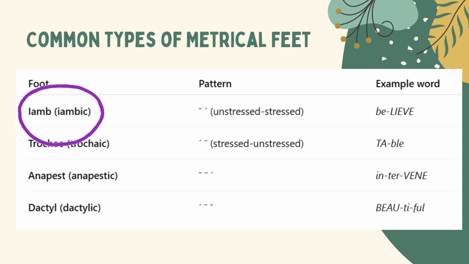First is iamb. This is a type of rhythm in poetry where lines are composed of iambs, a metrical foot consisting of 2 syllables, with the first syllable unstressed and the second stressed. Like in believe, the stress is on the second syllable. Believe. Next is trochee. It's the opposite of iambic meter, which has an unstressed syllable followed by a stressed syllable. For example, in the word table, we put the stress on the first syllable, table.